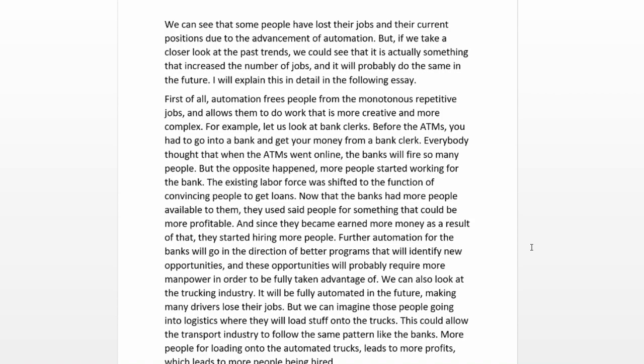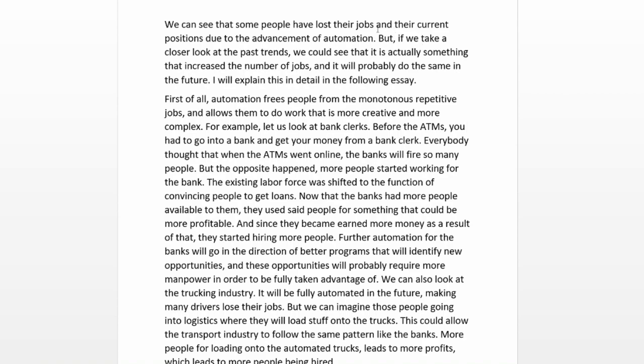or the transportation industry. So in the first paragraph, I immediately give that skeleton of what I'm going to talk about. I start with, we can see that some people have lost their jobs and their current positions due to the advancement of automation.